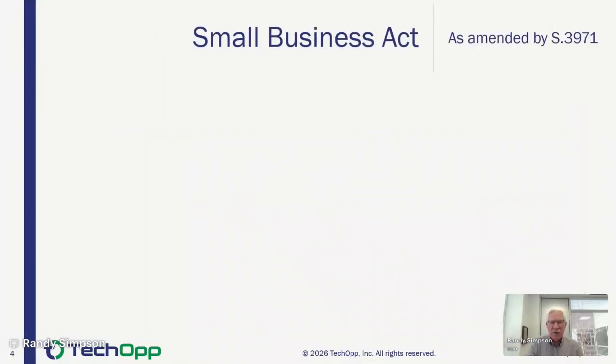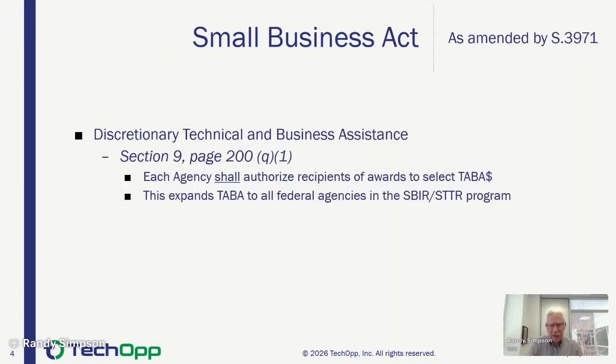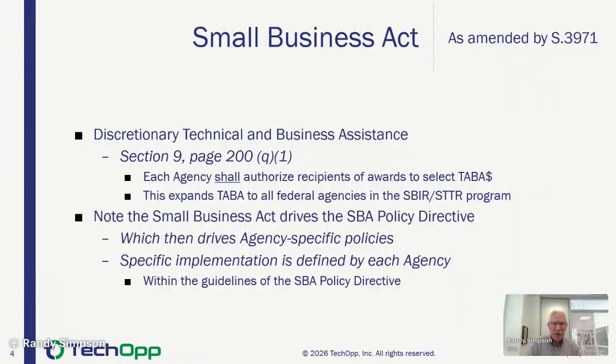So what is TABA? Let's look at the Small Business Act, Section 9, page 200 in Q1. It says now that each agency shall authorize recipients of awards to select TABA funding. It gives you the opportunity to select TABA funding. You don't have to do it, but it gives you the opportunity. So this expands TABA to all federal agencies in the SBIR STTR program.